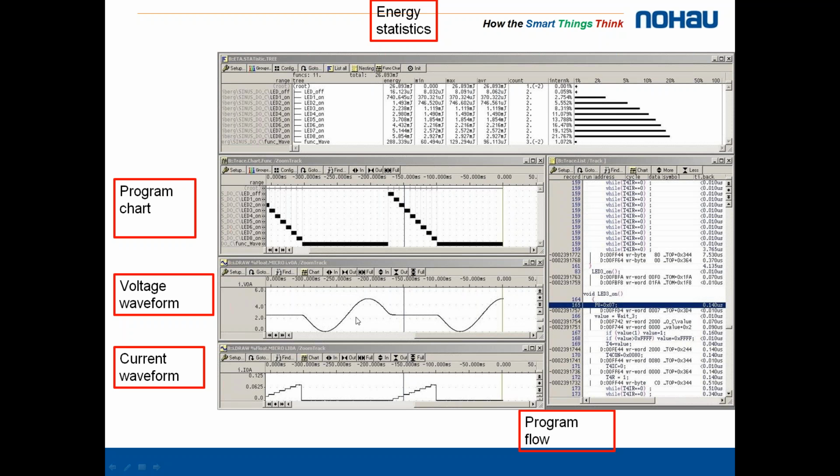So if you have dynamic setting of the target voltage, this can be drawn as a function of time, and of course the current, so how much current is your CPU consuming, and this can also be drawn as a function of time.